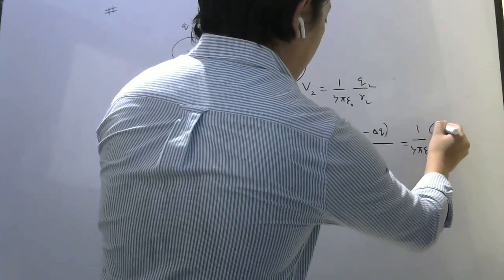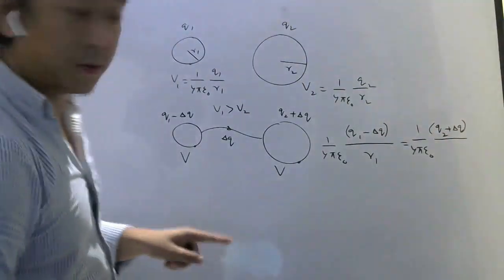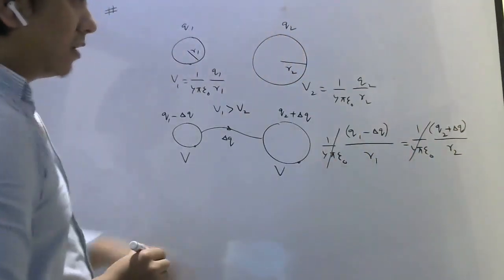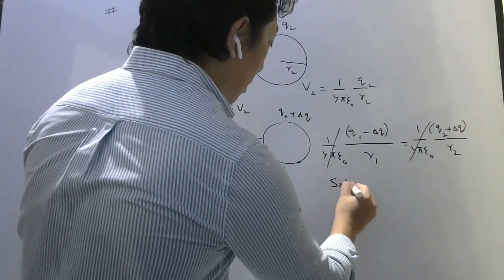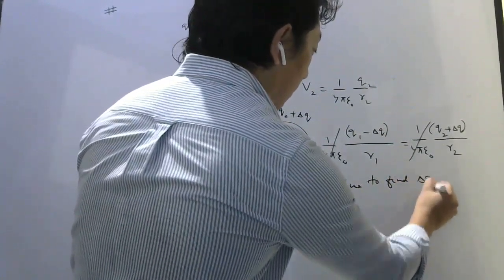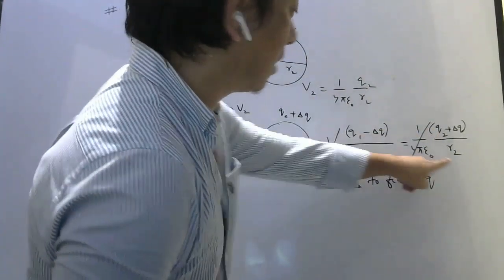Charge is now how much? Q2 plus delta Q divided by radius. Radius is R. Then this and this you can cancel, and then you can solve to find delta Q. Okay, in terms of what? In terms of Q1, Q2, R1, R2.